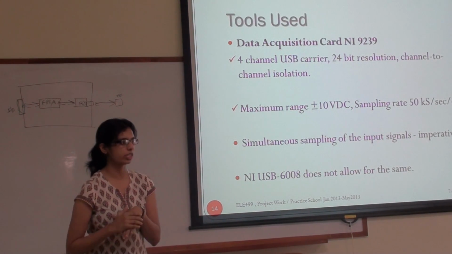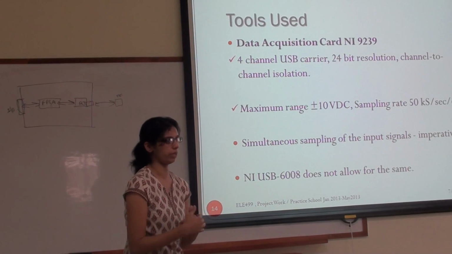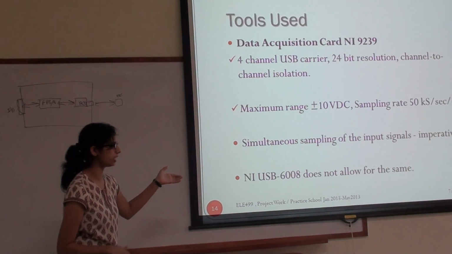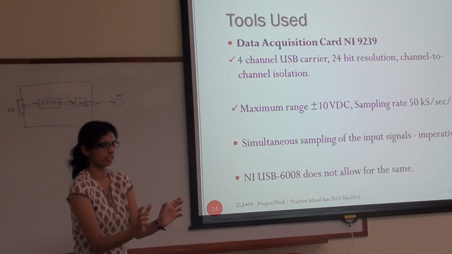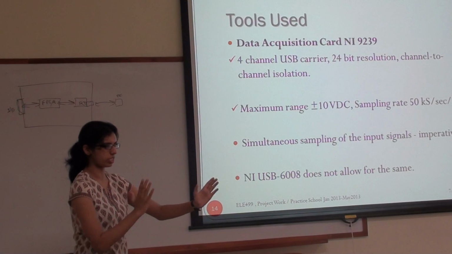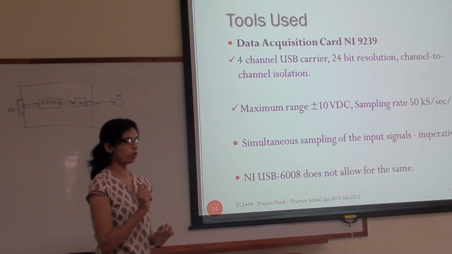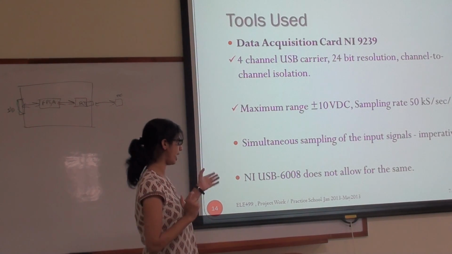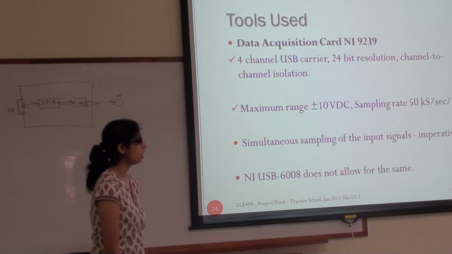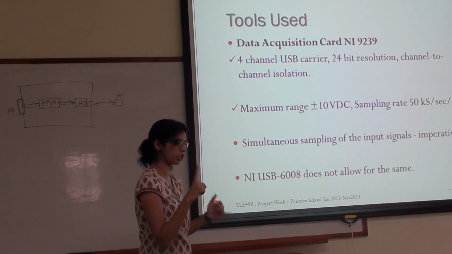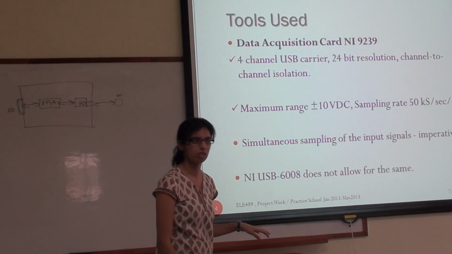But where it does not help you is for the measurement of simultaneous sampling. Since our project deals with power, that's voltage into current, we need the voltage and the current to be synced. They should be at the same frequency and at the same time. The amplitude and the frequency should be the same. And that was one small glitch which we found with the NI 6008, and that's why we went on to use the 9239 card, which has the channel isolation, and it also has the provision for simultaneous sampling.